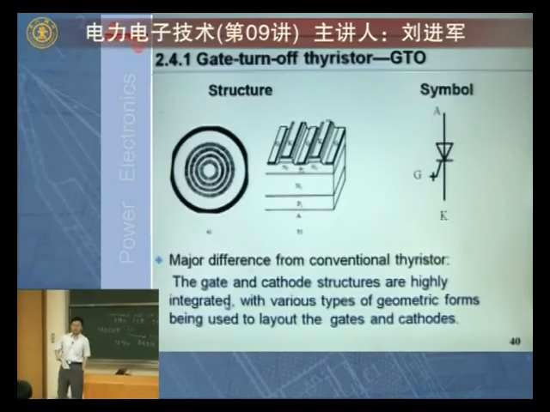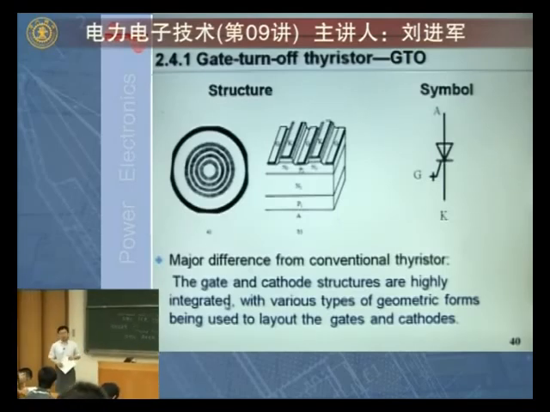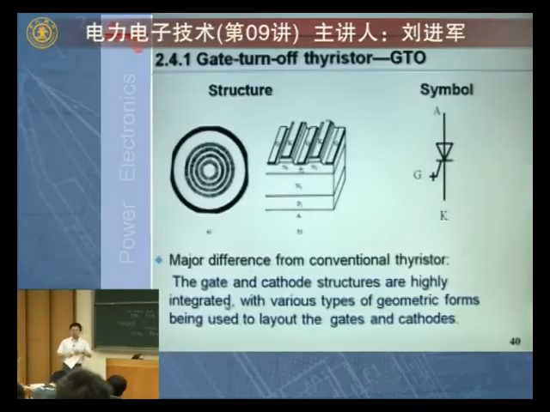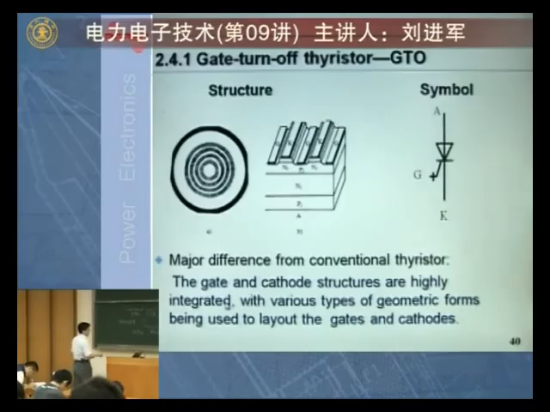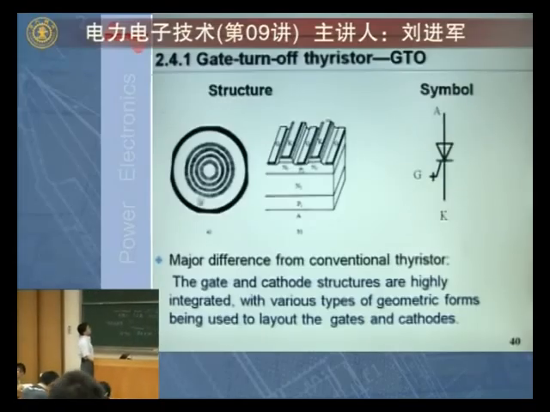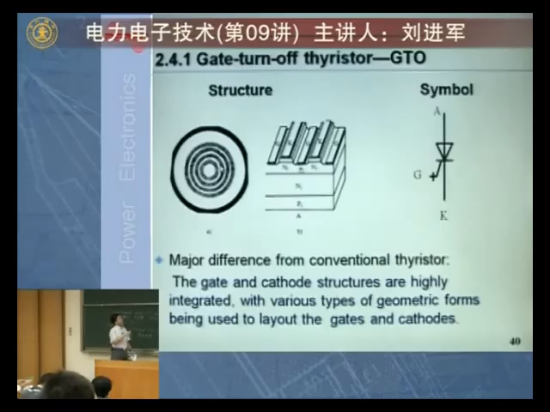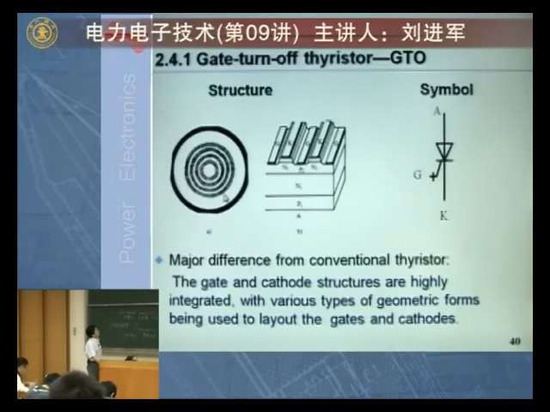This is a multi-cell structure. That means in each GTO semiconductor chip, I have many. You can see from this picture here, this is the picture when you look at the GTO device from the top. It has many small cells inside each GTO device.